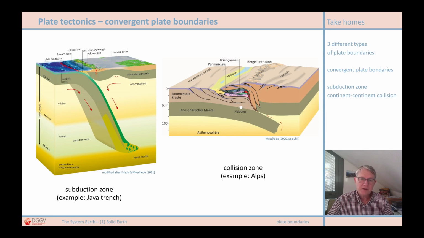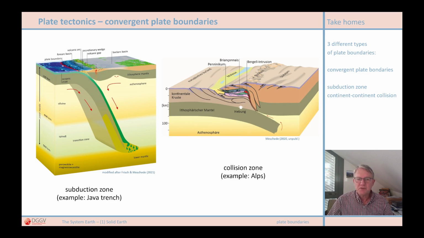The oceanic lithosphere is being subducted into the Earth's mantle and is pulled down into the deepest parts of the Earth's mantle. However, it often happens that an ocean is completely subducted and then two continental plates collide.